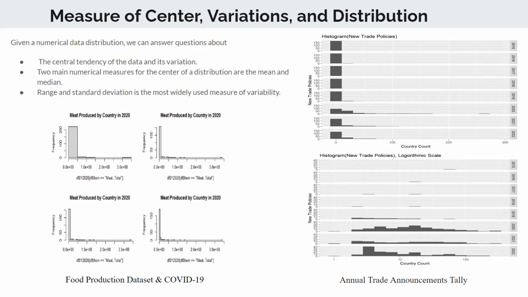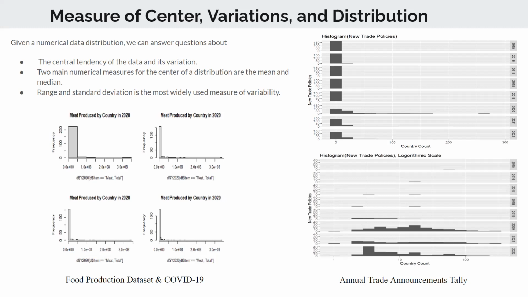The pictures on the right are the histograms with different bin sizes of the annual trade announcement tally data set. The number of new trade policies issued per country-year displays a positively skewed geometric distribution. Most countries issued no new recorded trade policies from the years 2021 to 2022. And the number of trade policies issued by countries which did issue new policies is distributed geometrically.